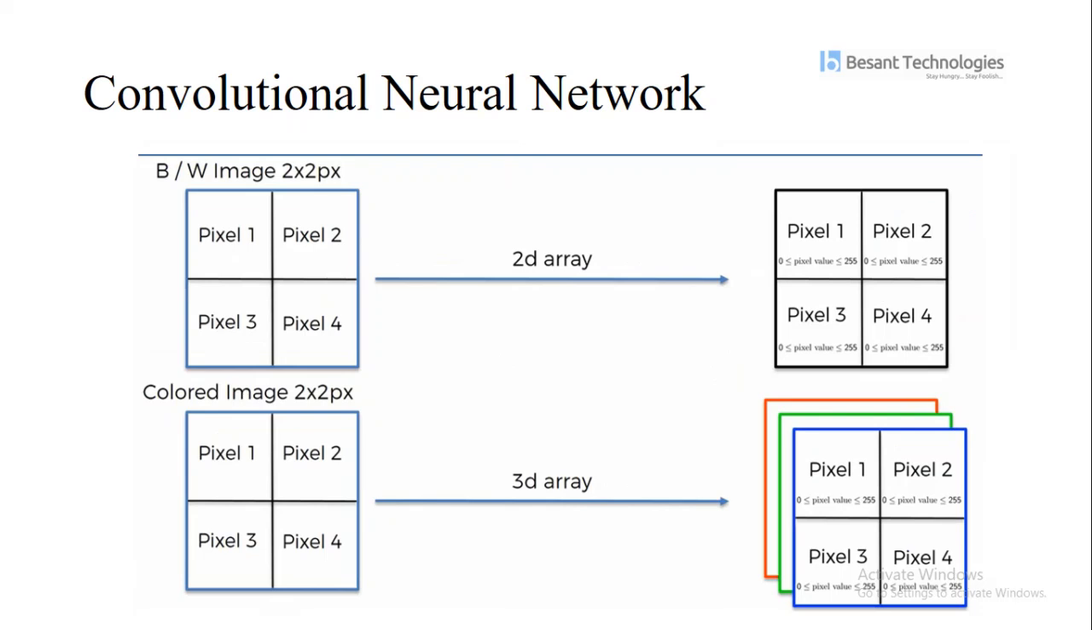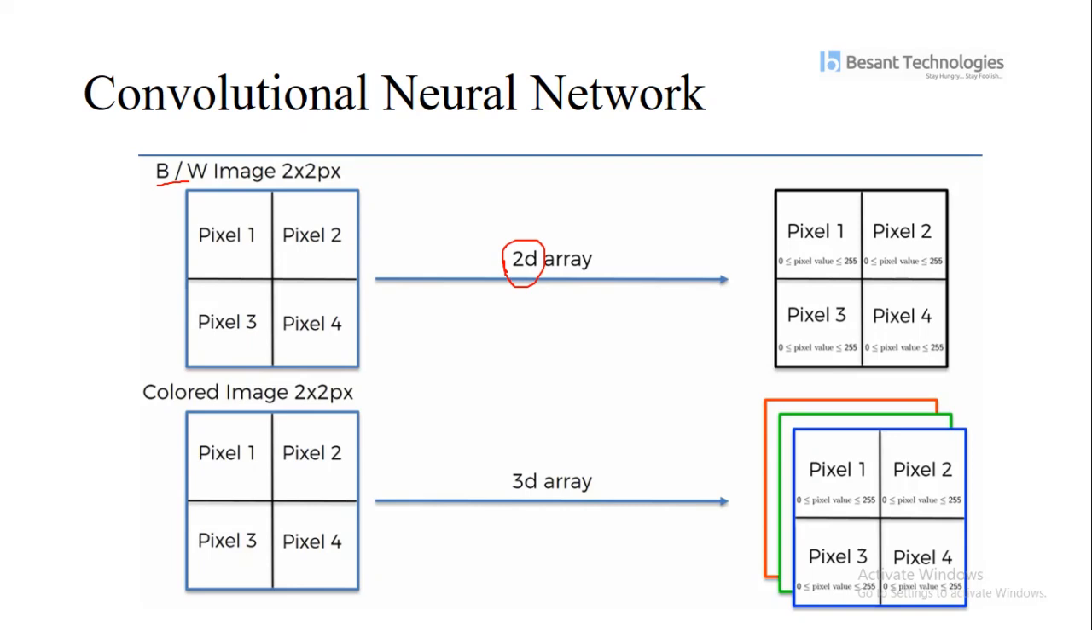We have two types of images, one is black and white and another is colored image. When it comes to black and white, we have pixel 1, pixel 2, pixel 3 and pixel 4, so a 2 into 2 pixel image. When we convert this to a 2D array, pixel 1, pixel 2, pixel 3 and pixel 4, the system works based on a 2D array, that's nothing but a two dimensional array.